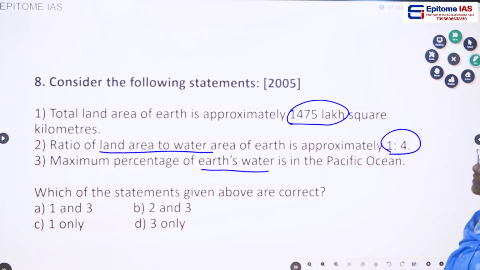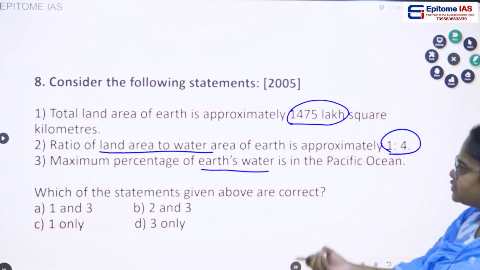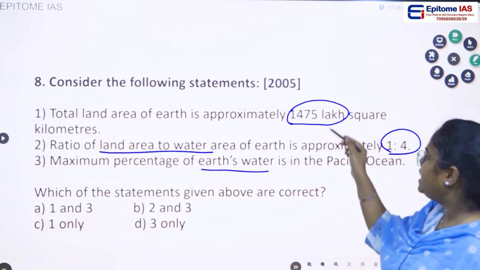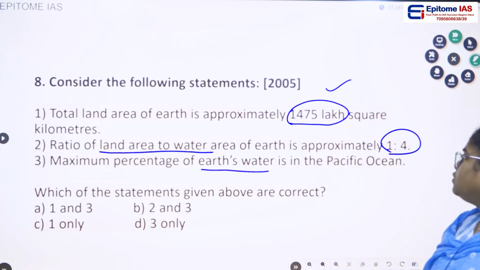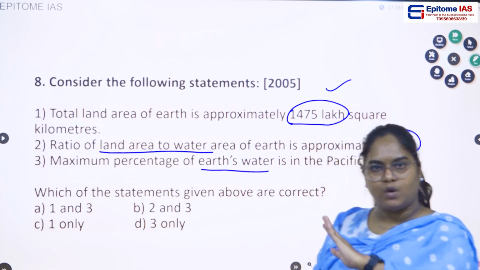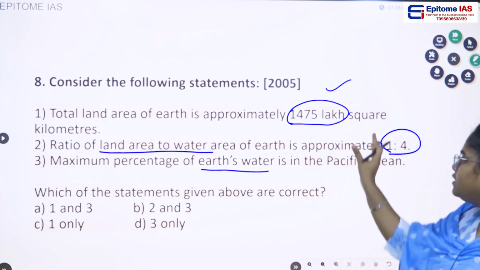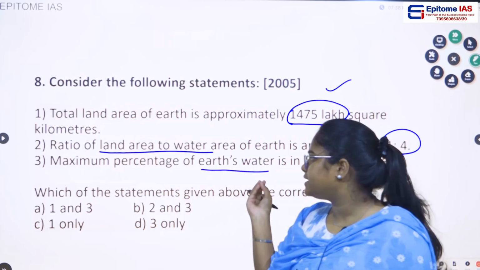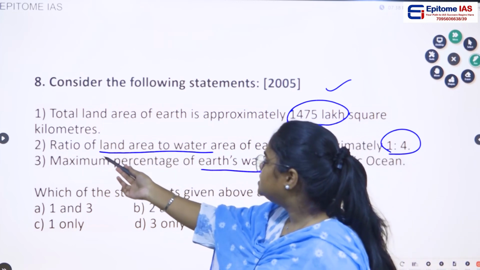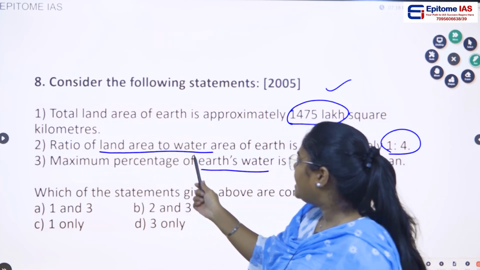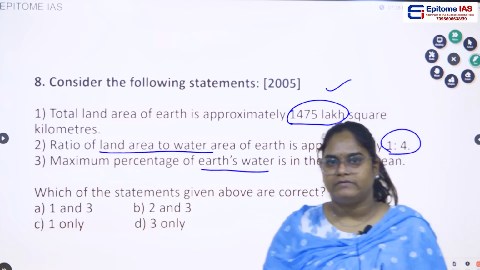So if you see here, the first statement is a factual statement. Yes, the total land area would be approximately 1475 lakh square kilometers. That statement is correct. And if you see the second statement, the ratio of land area to the water area. We know this thing, right?